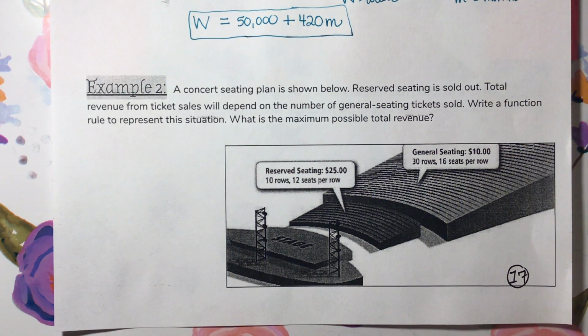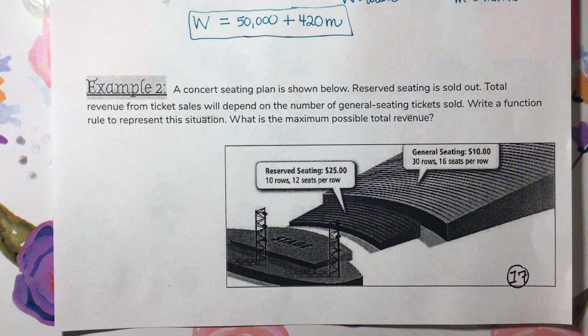In example 2, it says a concert seating plan is shown below. Reserved seating is sold out. Total revenue from ticket sales will depend on the number of general seating tickets sold. Write a function rule to represent this situation. What is the maximum possible total revenue?